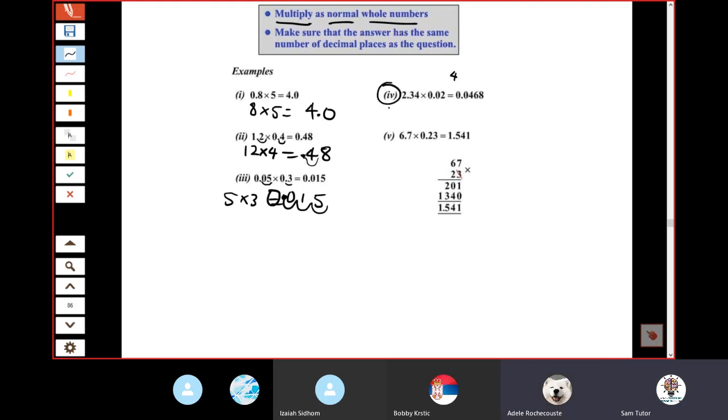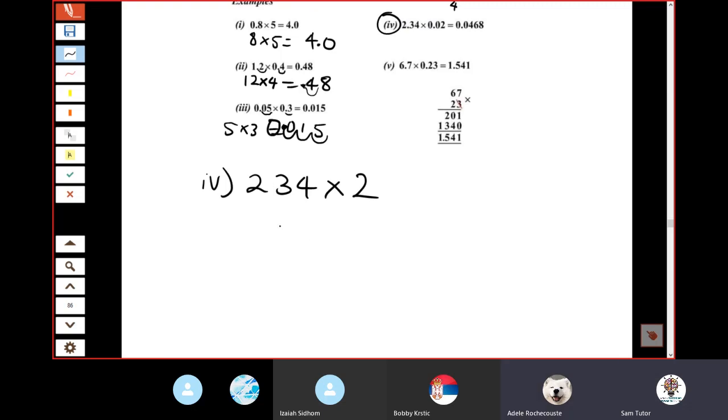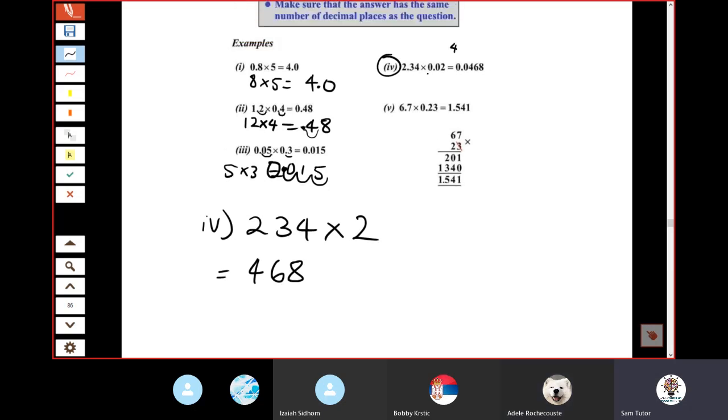Let's do IV down here. What's the whole number, Adele, that you have to pick? What's the whole number? 234. That's it. Times? Just times 2. Right? You ignore all the decimals. So you just do the normal multiplication, which becomes 468. Right? Then, how many places did you have to move back?